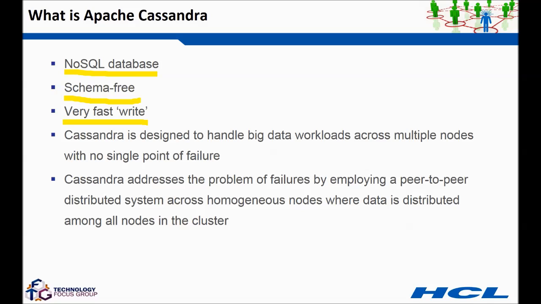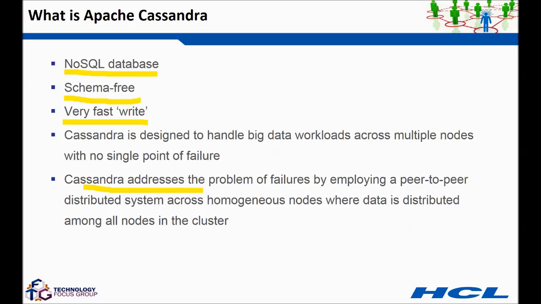Cassandra is designed to handle big data workloads across multiple nodes with no single point of failure. In Cassandra, there is no single point of failure because all the nodes in a given Cassandra cluster are equal. There is no master-slave or anything. There is no node which enjoys some special status. So there is no single point of failure in Cassandra.